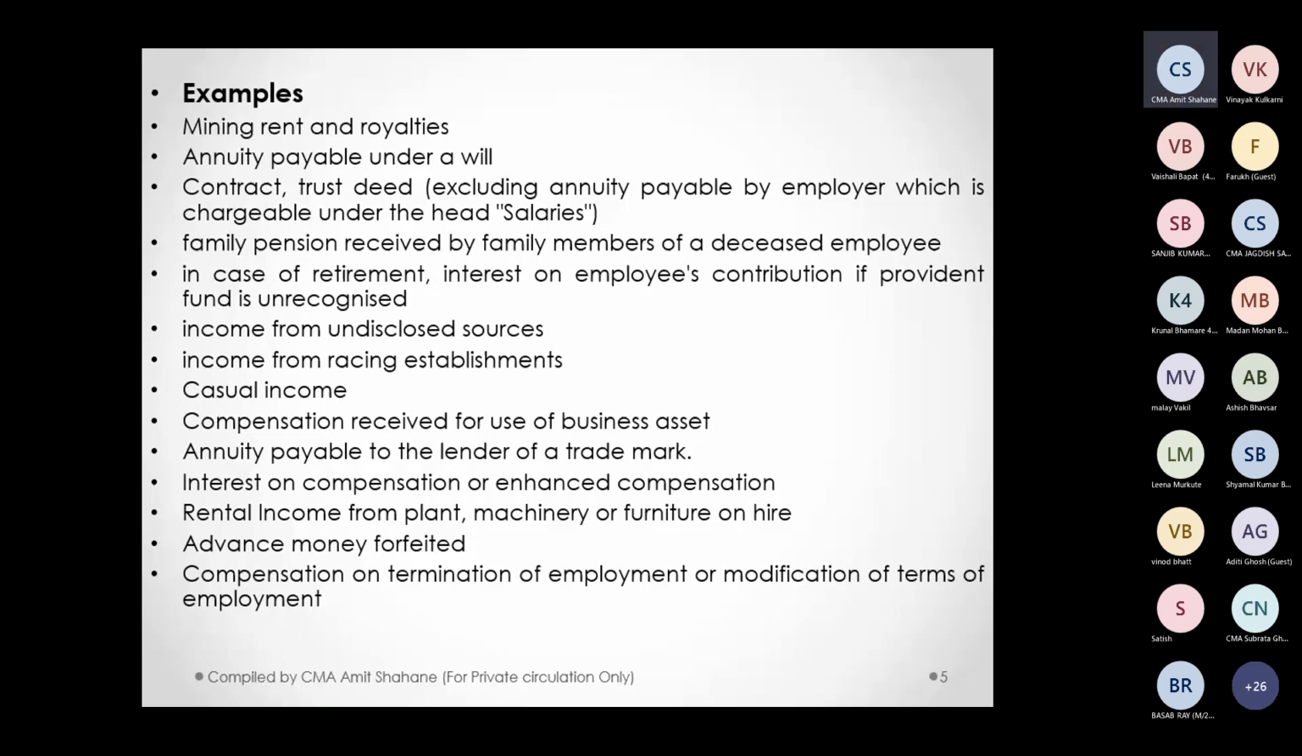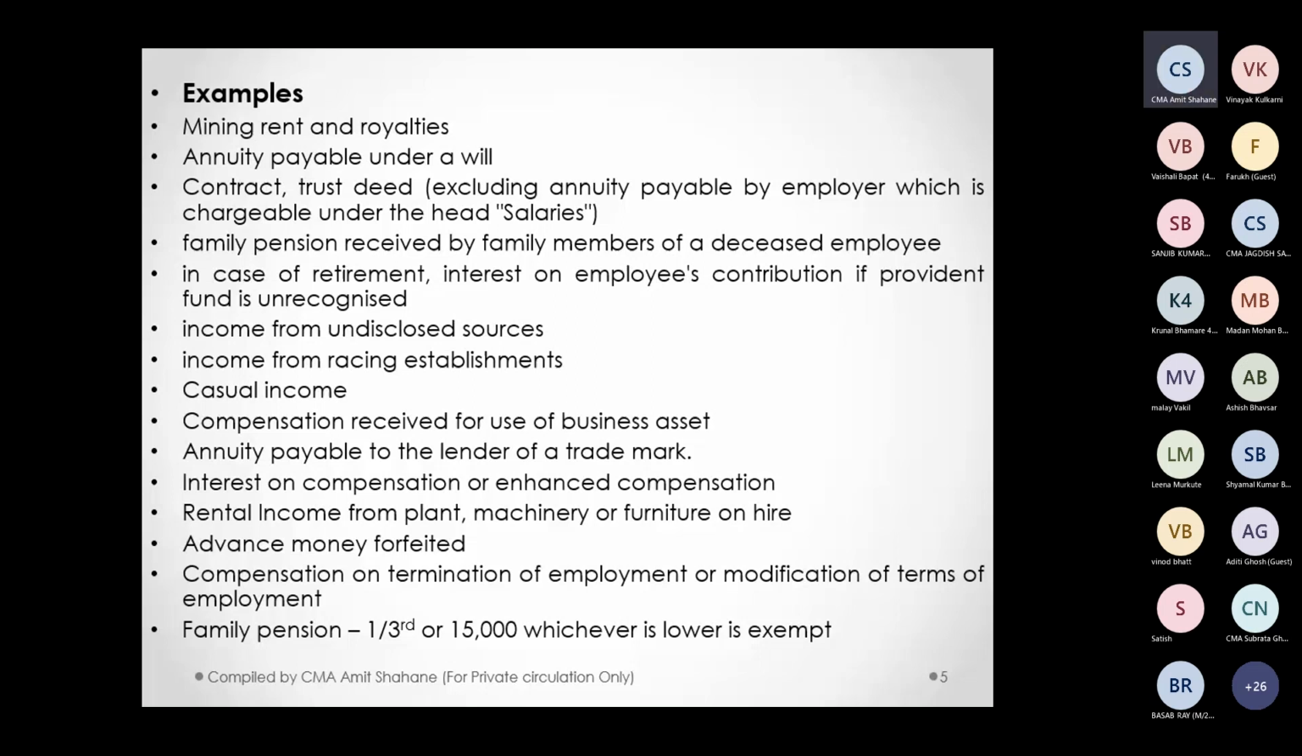Compensation on termination of employment or modification of terms of employment, again, is chargeable under the head income from other sources. And the last point is family pension. 1/3 or 15,000, whichever is lower, is exempt. In this budget, there is an amendment to this.